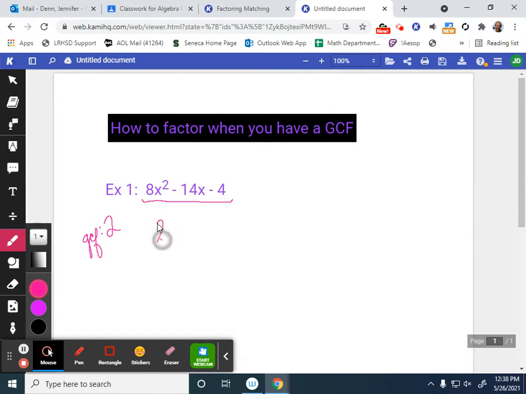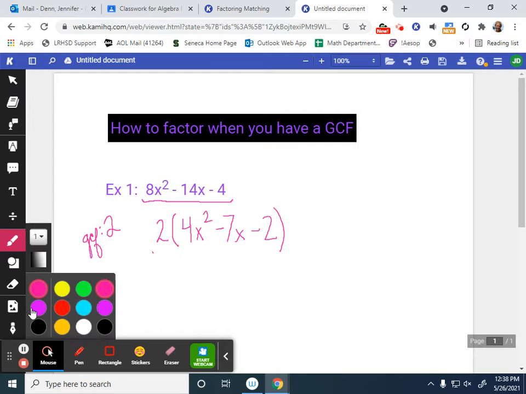So take out a 2, and I'll be left with, whoops, already messed up. Take a 2 out of 8x squared, we've got 4x squared. Take a 2 out of 14, we have a minus 7x. Take a 2 out of 4, we have a minus 2. Okay, so that was step 1, take out the GCF.